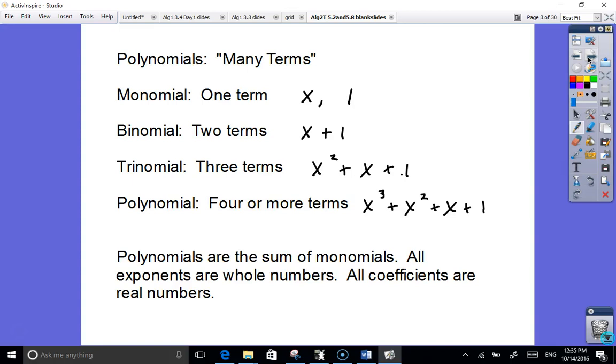But the definition of a polynomial is the sum of monomials, so it's a sum of terms. All the exponents have to be whole numbers. All the coefficients have to be real numbers. So the first kind of problems we do is basically say whether something's a polynomial by looking at those 2 things. The thing about polynomials is that we know their graphs are smooth and continuous, right?